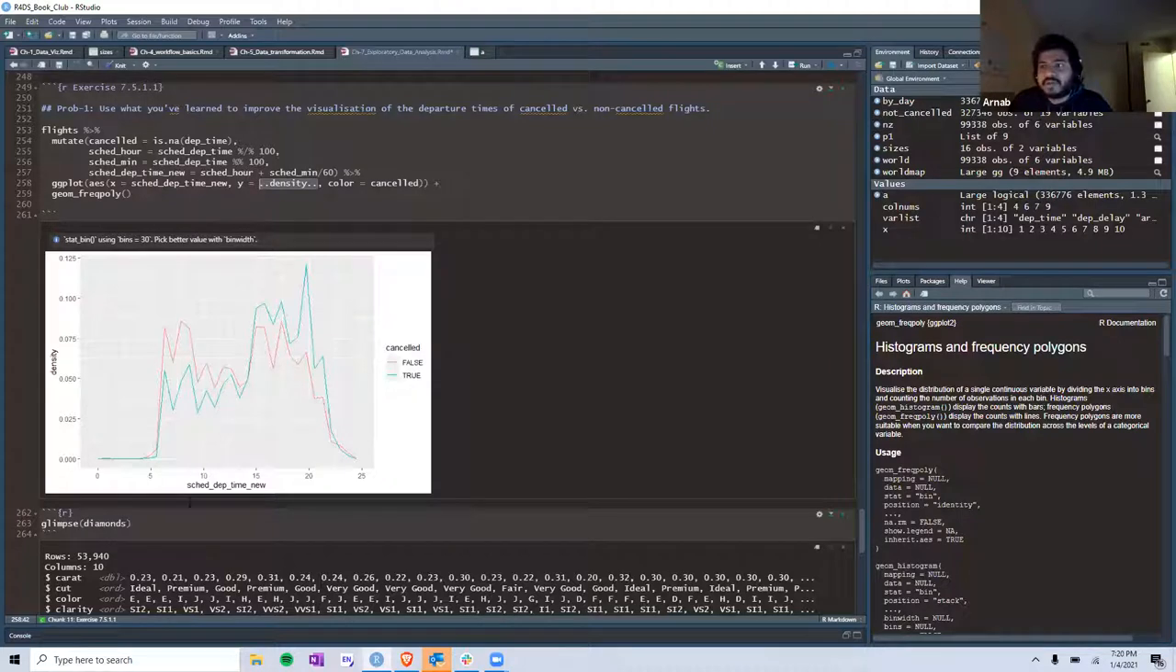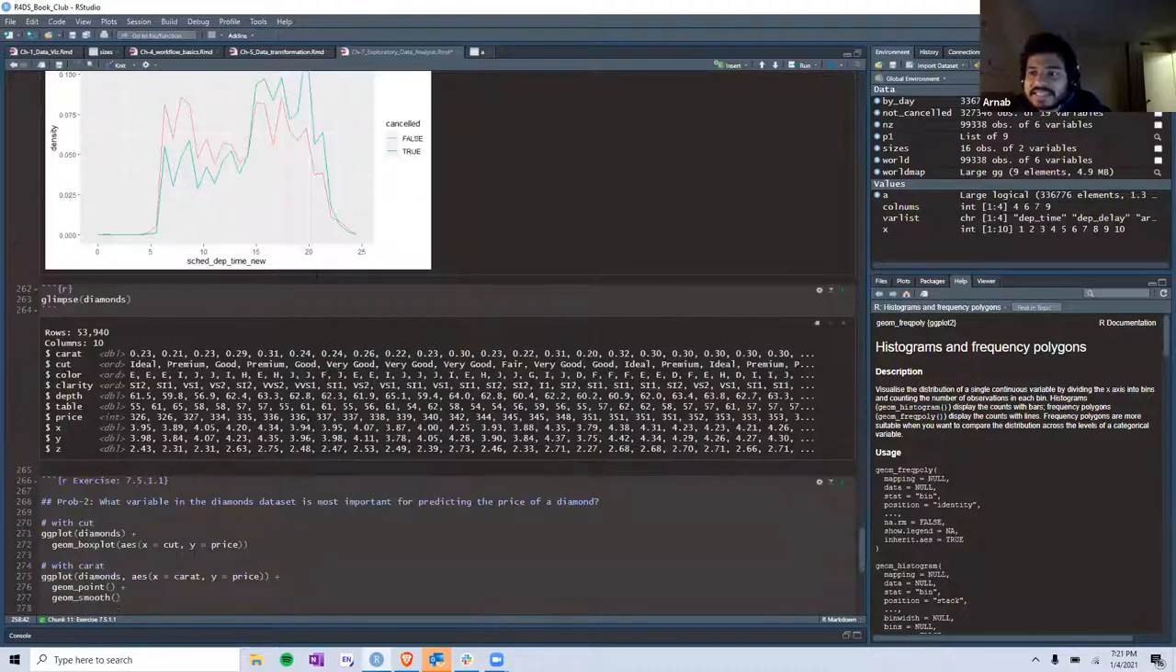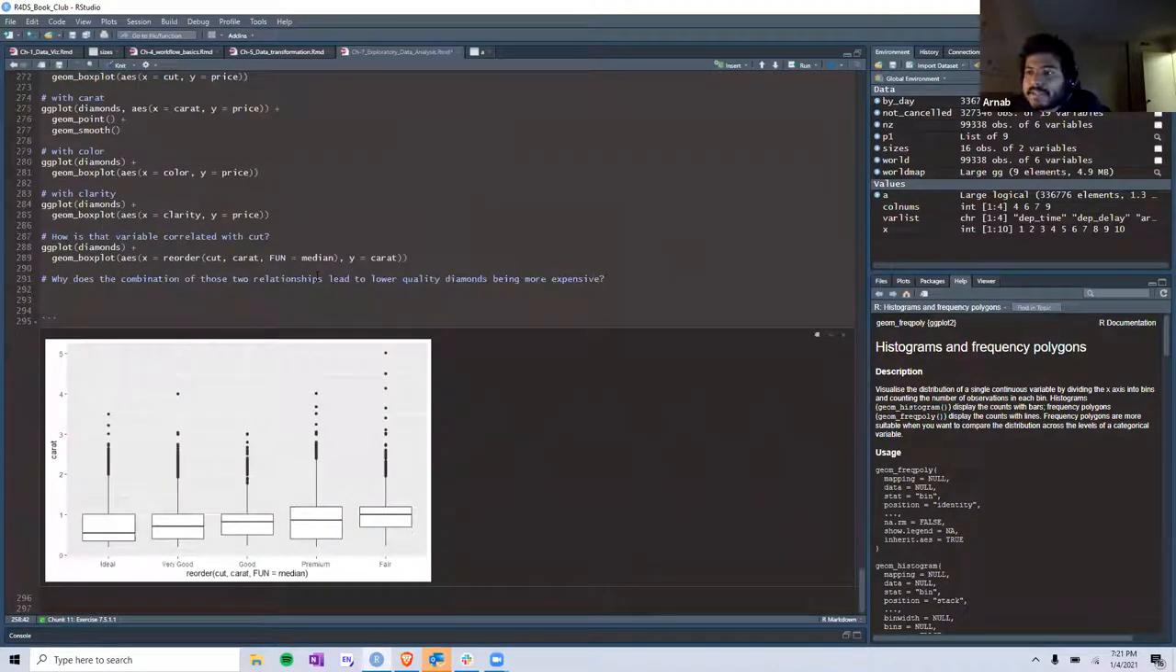And then we can see, for example, that there's a lot going on here. When the scheduled departure time increases, the cancellation kind of increases. So maybe towards the later parts of the day, more flights are being canceled. So if we are planning our flight, maybe it's better to book our flights early in the morning, where the chances of delay or chances of canceling a flight are relatively less. Yeah, so that was the first part.